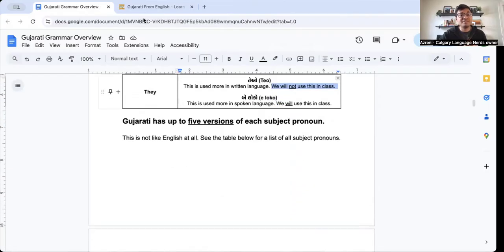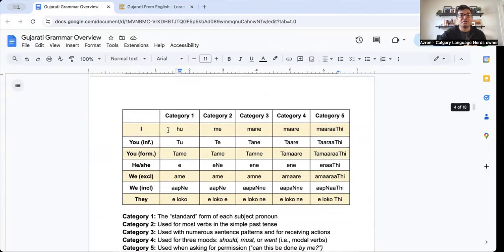Now, here's where things get a bit different. Gujarati has up to 5 versions of each subject pronoun, which is not at all like English. In English, we just have one version. We don't have 5 versions. If we look at all the versions here, there's a bunch. We're not going to look at every single one. We have like 5 different categories, and each category has a whole bunch of them.